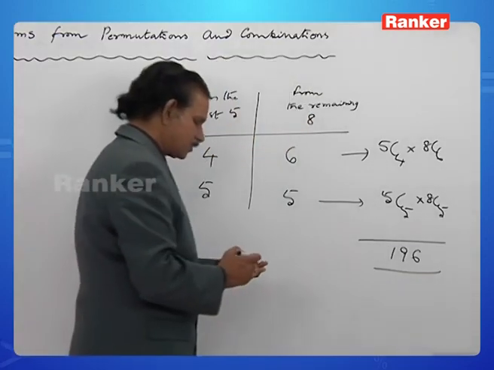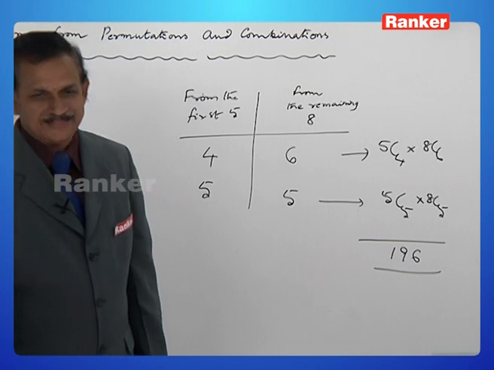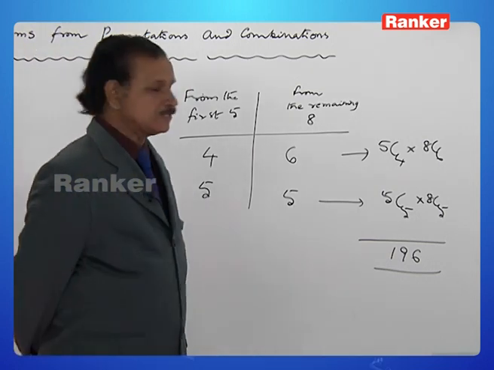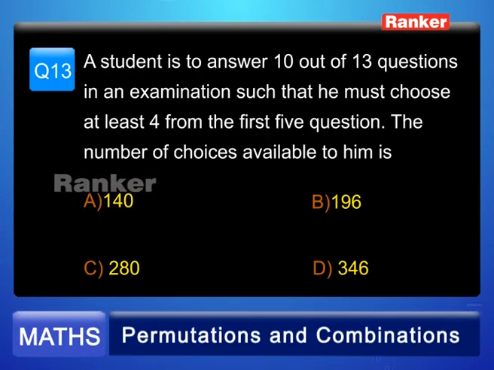196. The total number of choices possible to him to answer 10 out of those 13 questions with the given restriction is found to be 196, and it is readily available in the second option, that is option B, which is the right option. Question number 13, answer is 196, that is option B.